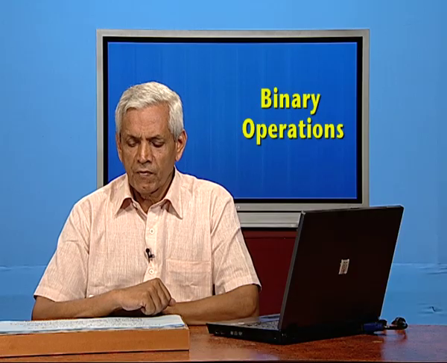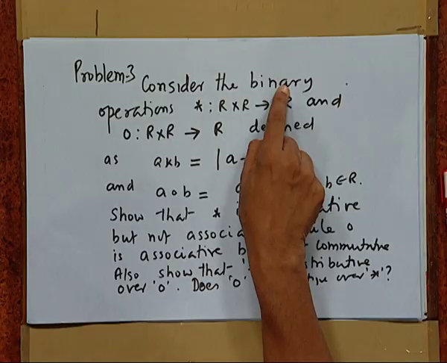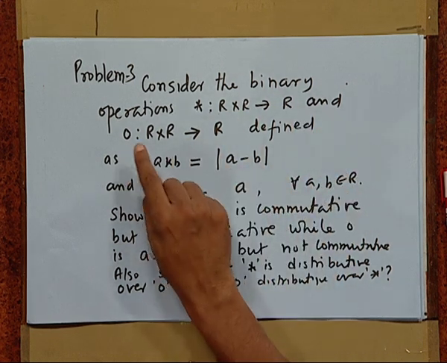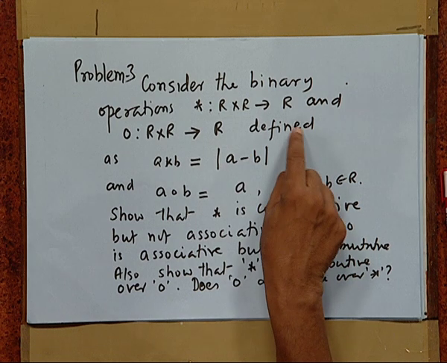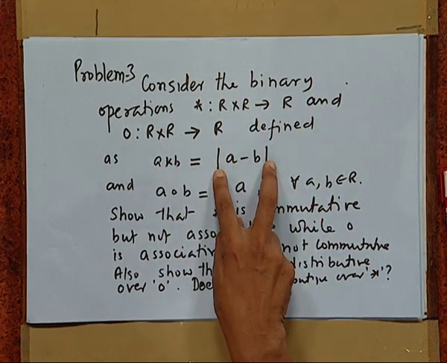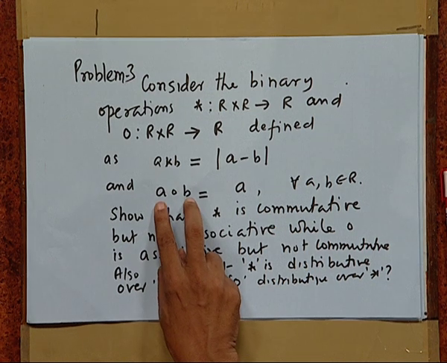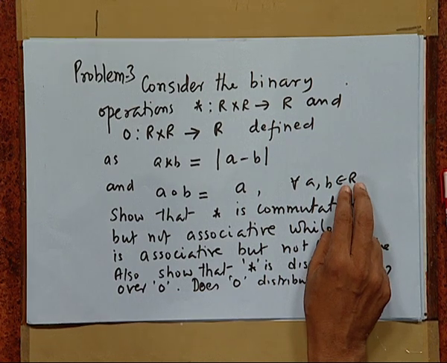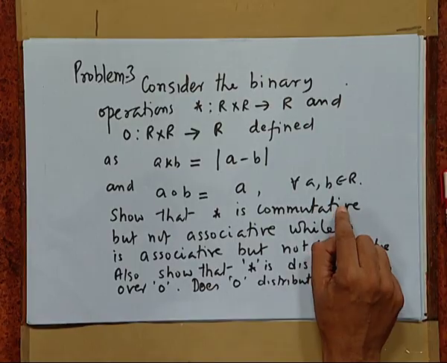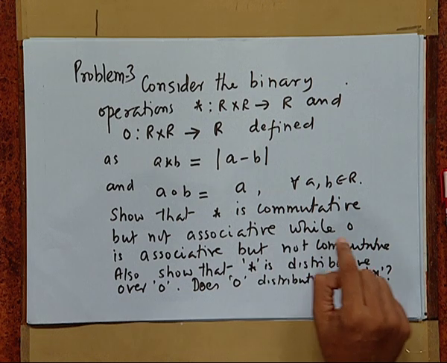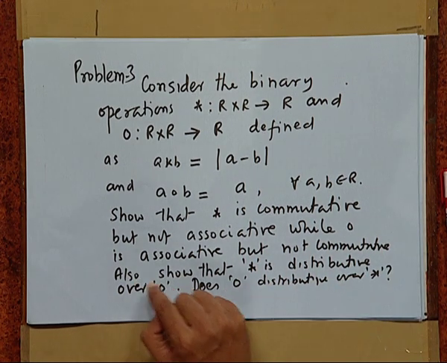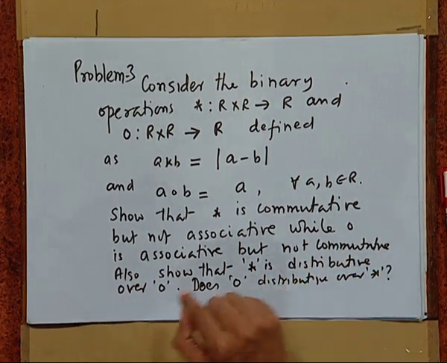Let us take one more example. Here consider the binary operations star, R cross R to R, and O, R cross R to R, defined by A star B is mod A minus B and A O B is A for all A, B belonging to R. Now, here we are given two operations. We have to show that star is commutative but not associative, while O is associative but not commutative. Also, we have to show that star is distributive over O.